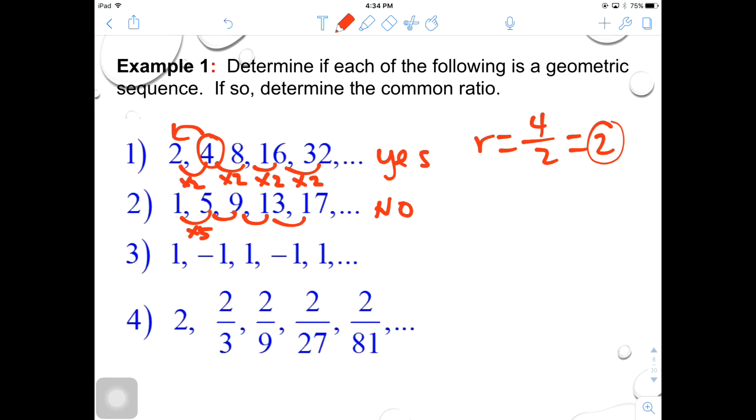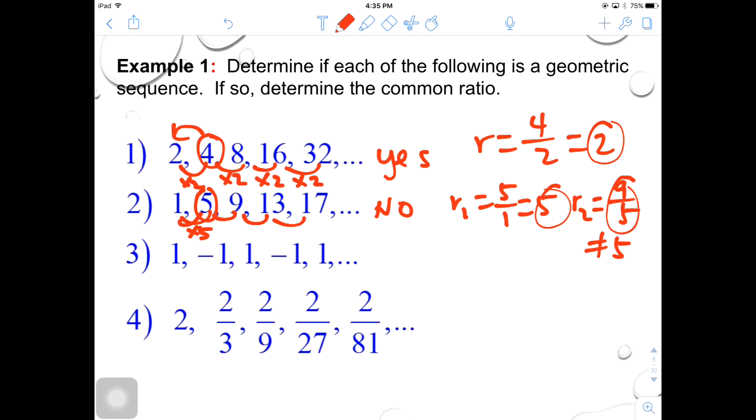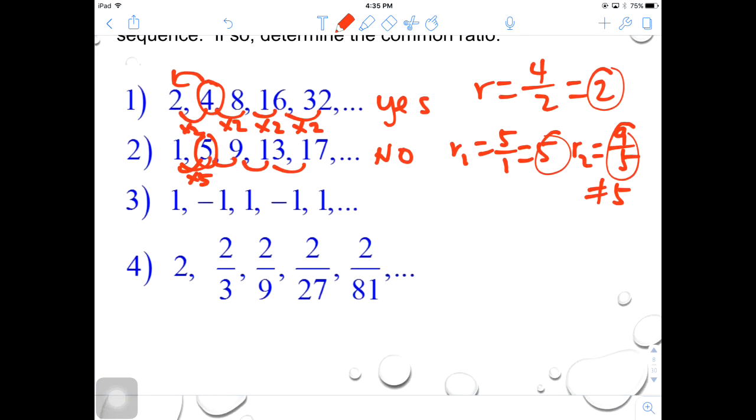Another way you can look at it is to divide each term by the previous one. r1 is going to be 5/1, which is 5. r2 for the next one is going to be 9/5, which is not equal to 5. So they are not consistent, and because of that, this is not a geometric sequence. Let's take a look at the next one here. For the first two terms, from 1 to -1, you can multiply by -1.